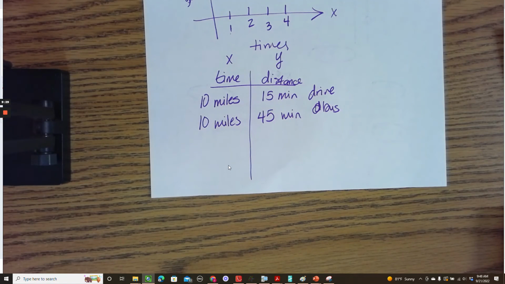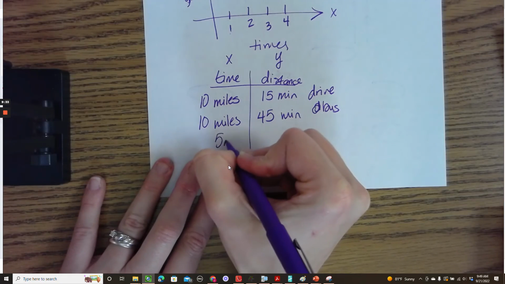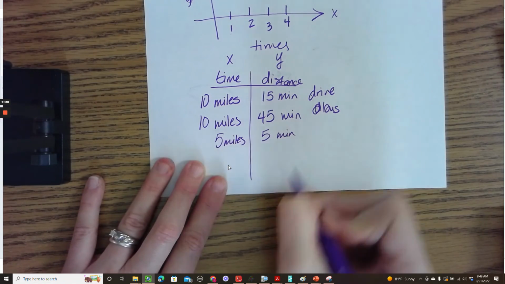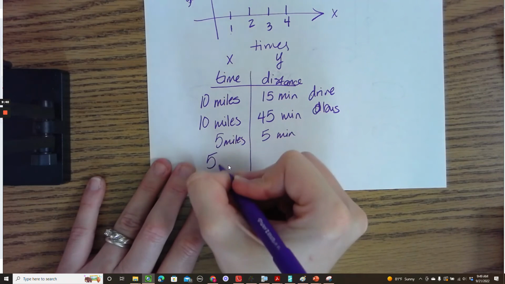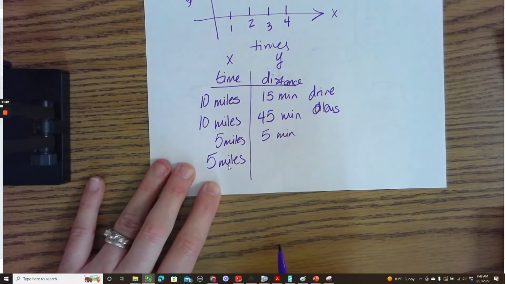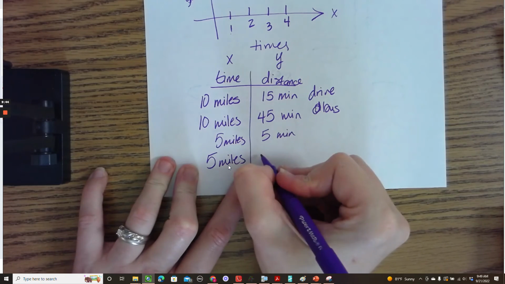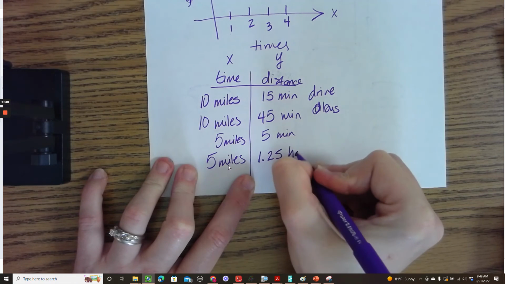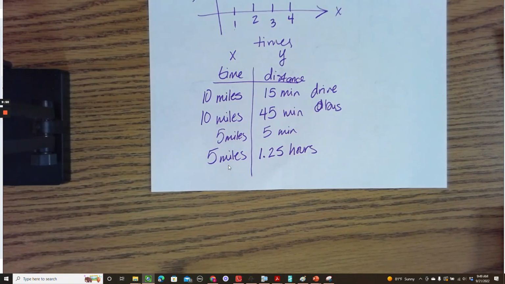My kids are the same way. So I'll do me and my kids. I live 5 miles outside of town, right? It takes me 5 minutes to get here. When my kids rode the bus, they lived the same distance from the school. It took them 1.25 hours to get to school. They rode the bus for 1 hour and 15 minutes every morning. And we live 5 miles outside of town.